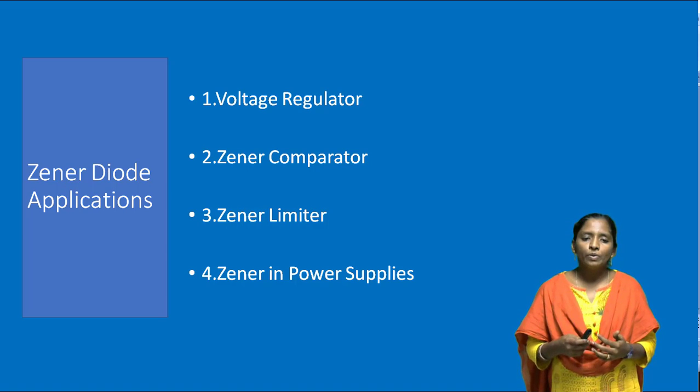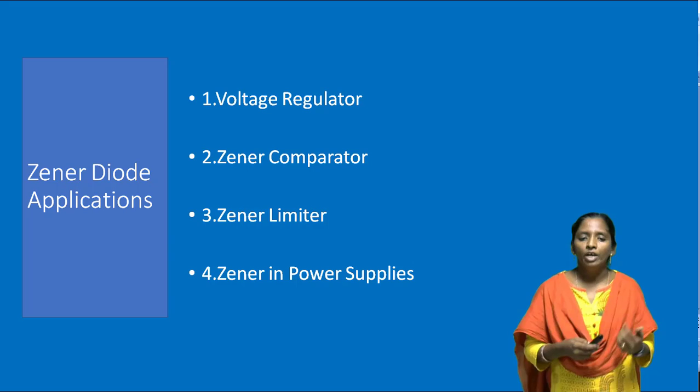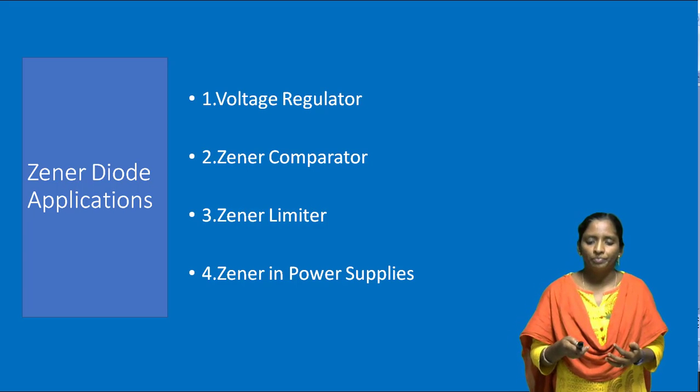We can also use Zener diode in power supplies. That means it can be used as a regulator in power supplies. The output of the regulator gives constant output irrespective of input variations or load variations.